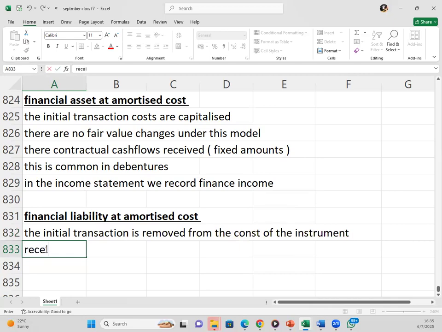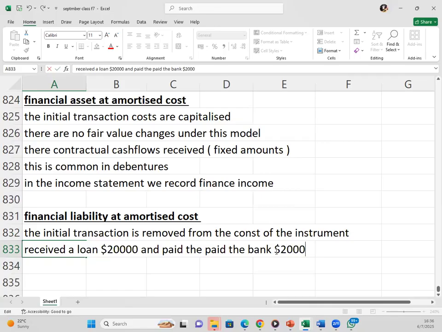Because this time it is a liability, we received a loan and paid the bank. Okay, let's say we received a loan of 20,000 and paid the bank $2,000 to process the loan.